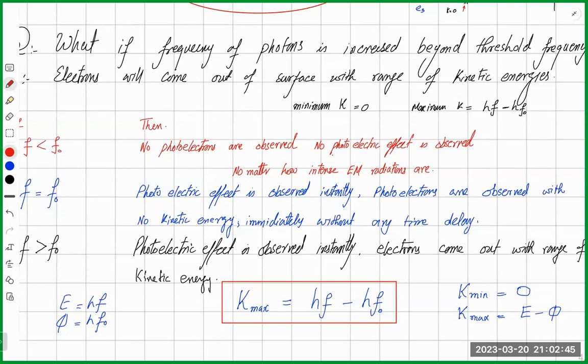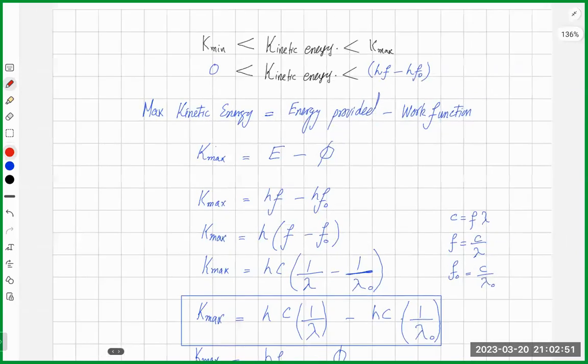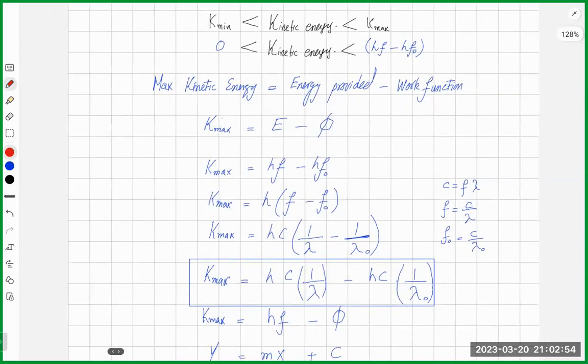Okay. Now, here is an illustration of what we have just learned. The kinetic energy of the photoelectrons will have a range from K minimum to K maximum. K minimum will be 0 and K maximum will be hf minus hf naught. Maximum energy equals energy provided minus work function. K max equals E minus phi, so K max equals hf minus hf naught. h can be taken as common, so it is (f minus f naught) into h, which is hc into (1 over lambda minus 1 over lambda naught).